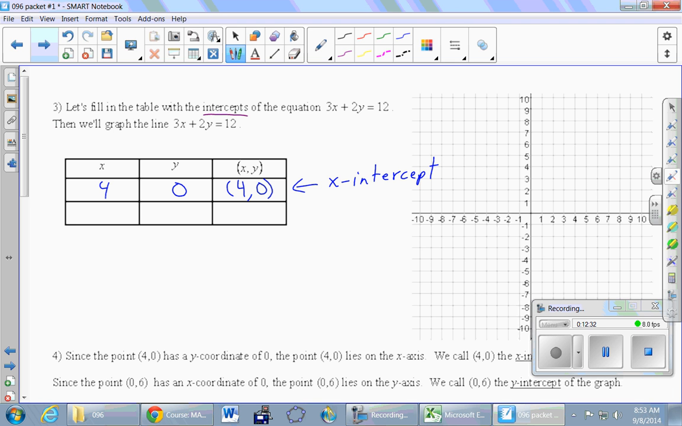And then we go the other direction, and we let x equal 0, which means that this 3x part vanishes. And we have the equation 2y equals 12. So y is 6. Also easy. So when y is 6, what was the x value? 0. And so then the point here has coordinates 0, 6. And this right here is the y-intercept.